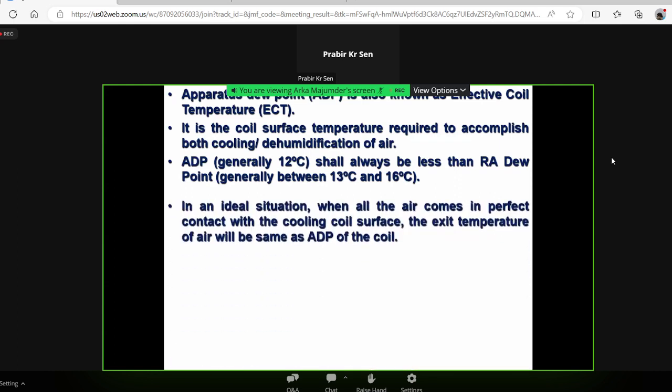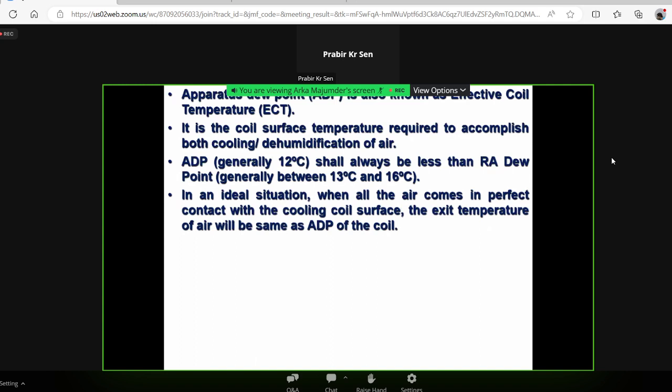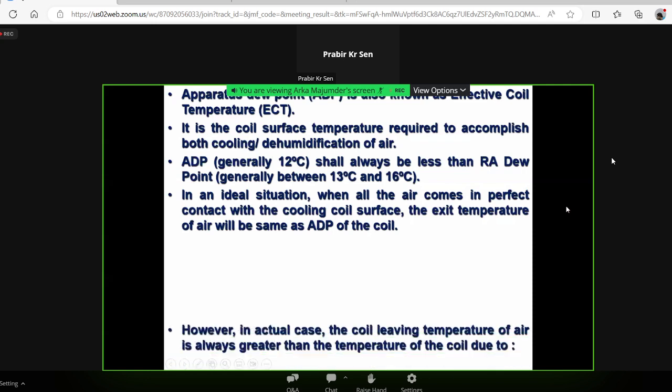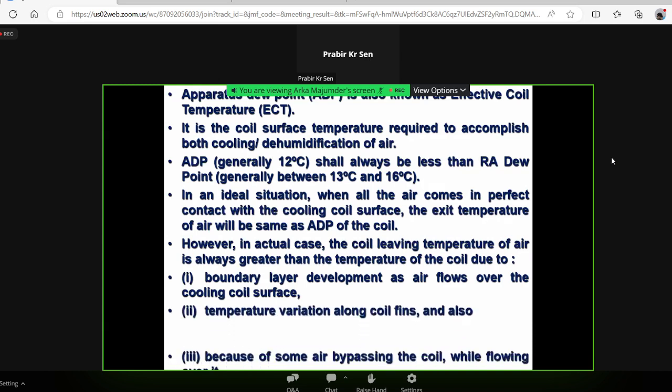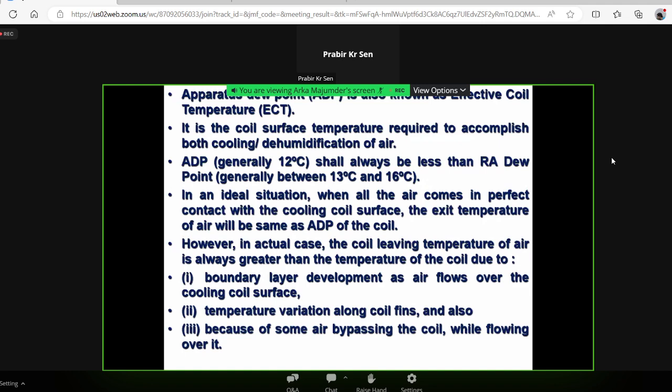And next. In an ideal situation, when air comes in perfect contact with the cooling coil surface, the exit temperature of air shall be the same as the apparatus dew point or the cooling coil surface temperature. That's what we discussed. Next. However, I told you that it will not happen. In the actual case, the coil leaving temperature of air is always greater than the temperature of the coil due to a few things. One is the boundary layer development as the air flows over the cooling coil.